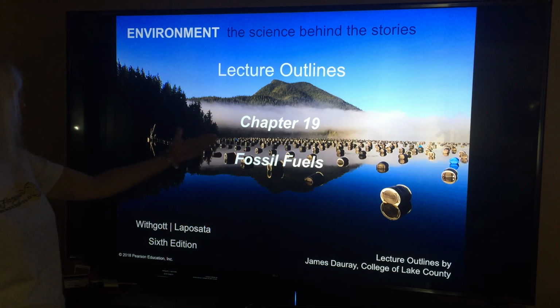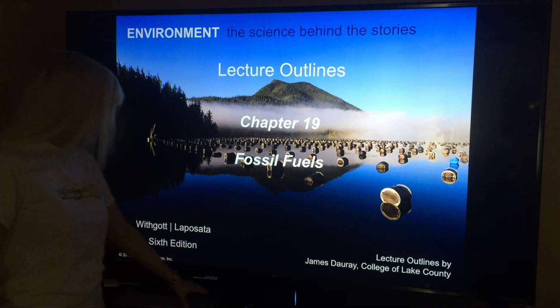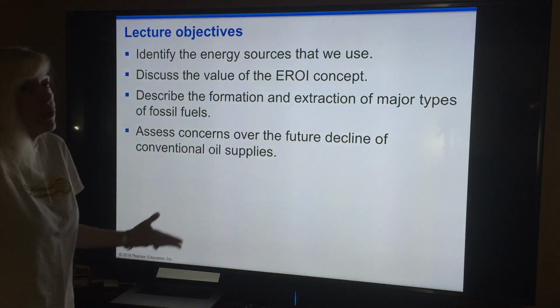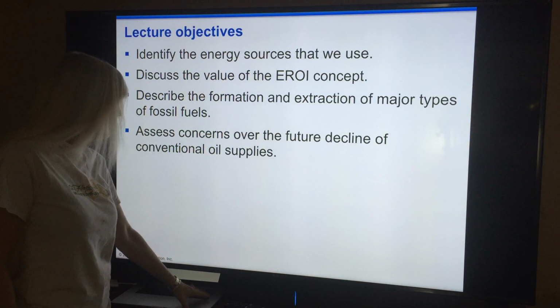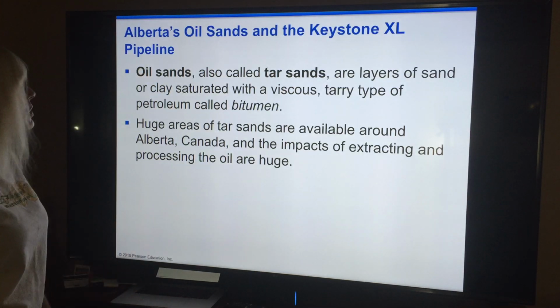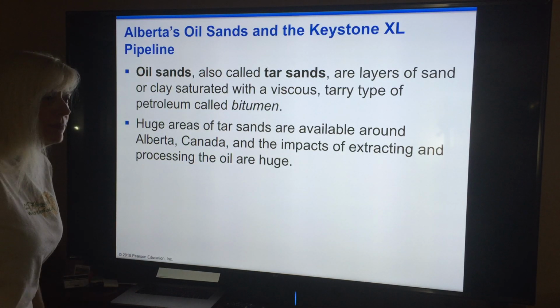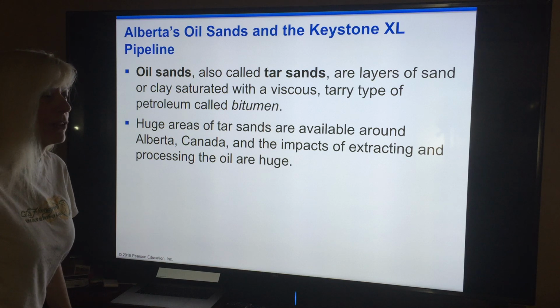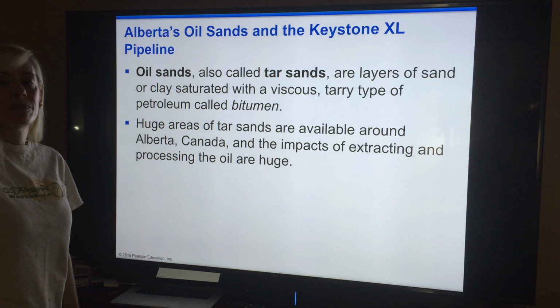So, what are we doing? Oh, fossil fuels. Oh, thank goodness, because it's all on energy that we missed. So we'll go through that. Objectives. Yep, read those.